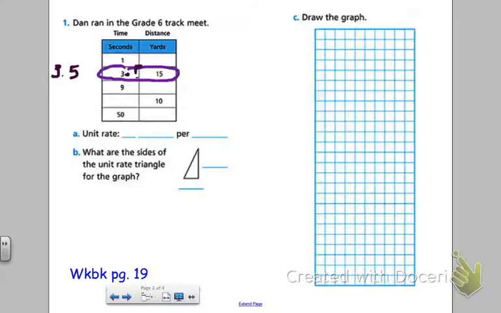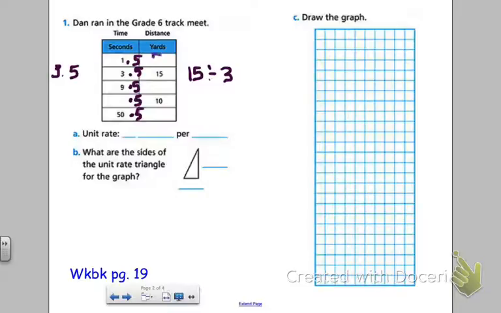You may also want to think backwards. You may want to think, okay, well, 15 divided by 3 is going to give me 5. So 5 must be the unit rate. 3 times 5. So I could write that all the way through the middle and use that to fill in the rest of my table.